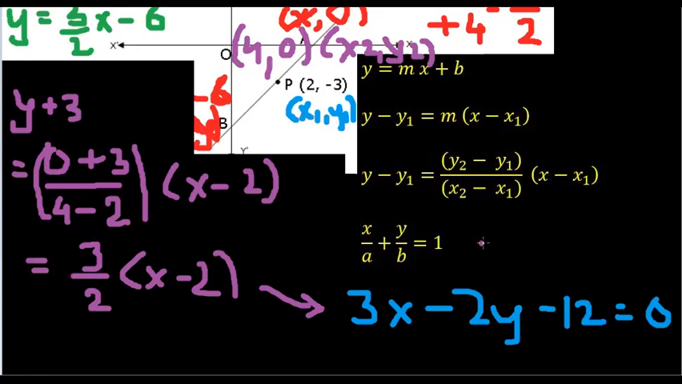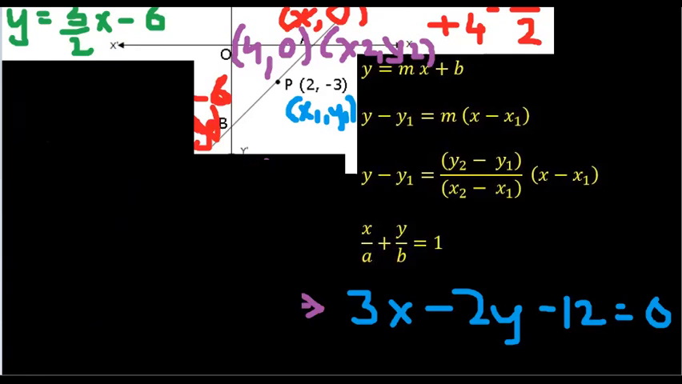And the last interesting equation of the line is using this form. This is x by a plus y by b is equal to 1, where this a and b are correspondingly the x-intercept and the y-intercept. So let me again get some real estate. Let's get back. All right. Here, a and b are the x-intercept and the y-intercept.